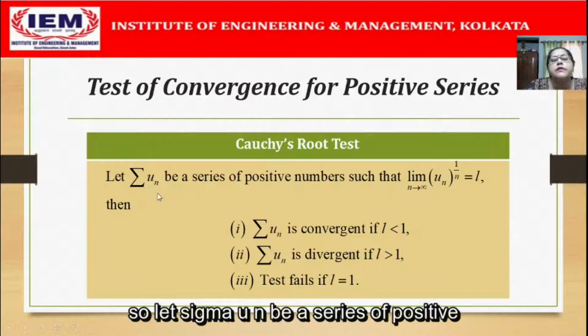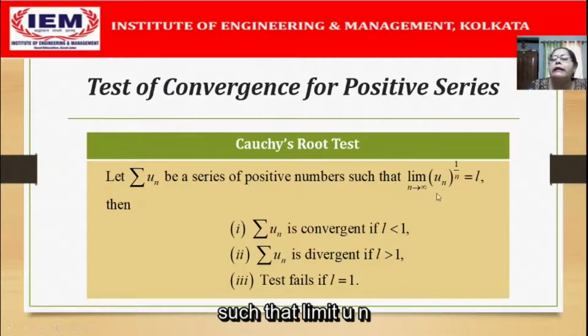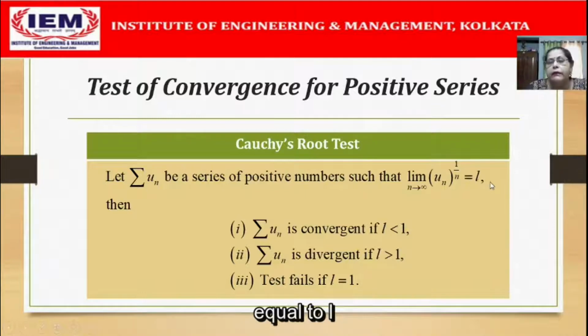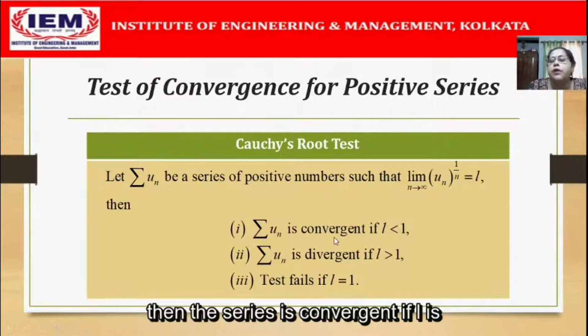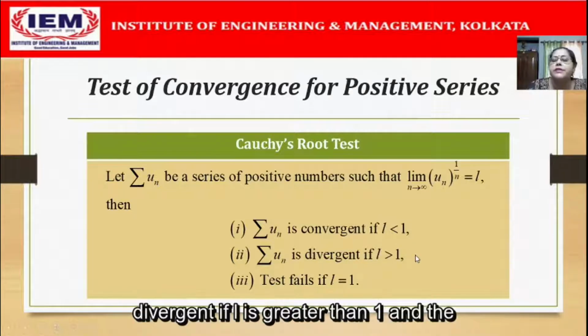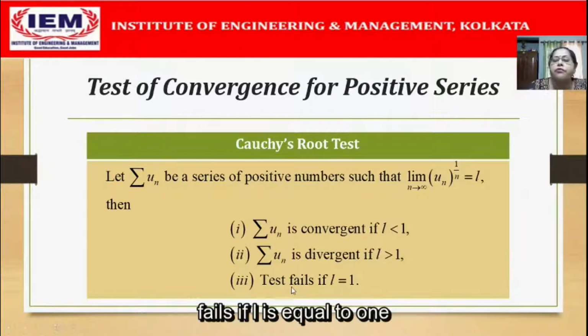Let sigma un be a series of positive terms such that limit n tends to infinity of un to the power 1 by n is equal to L. Then the series is convergent if L is less than 1, divergent if L is greater than 1, and the test fails if L is equal to 1.